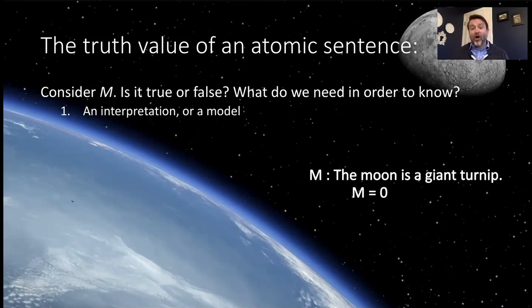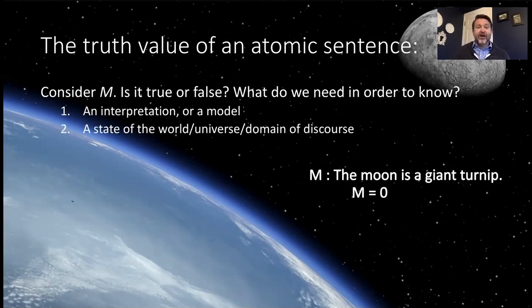But notice that's not all we need, because even with this interpretation, the moon is a giant turnip, we could in some instances get a different truth value, right? We also need a state of the world, a universe, or a domain of discourse to tell us whether or not this sentence, M, is true or false. We thought that the moon is a giant turnip was false because the state of the world, or the universe, or the domain of discourse, the things we're talking about, in our world, in our universe, this statement is false. The moon is not a giant turnip.